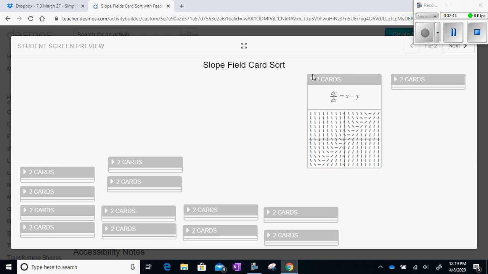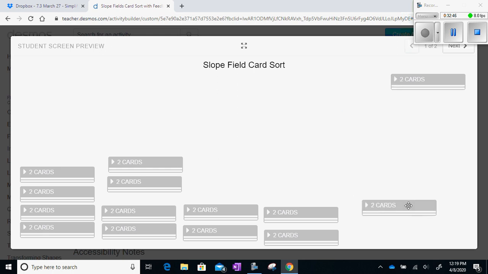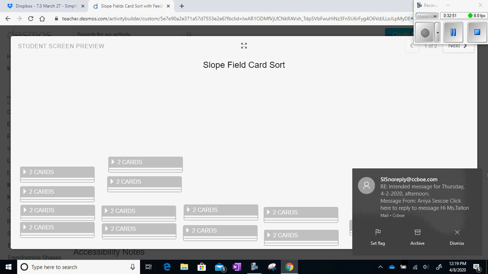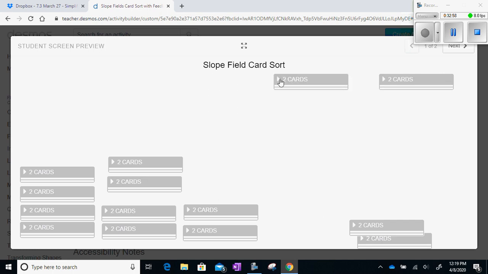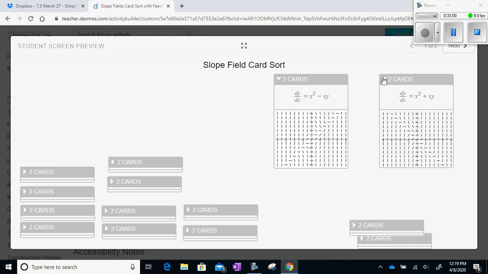Just compare those back and forth again. Bring them down. Oops, don't want that. Let's see. Bring this up. Open these up. You see how those compare? Notice that x is a factor here, so when x equals 0, I'm going to have a 0 slope field. Sure enough, x equals 0 is the y-axis, so I have a 0 slope on that slope field.